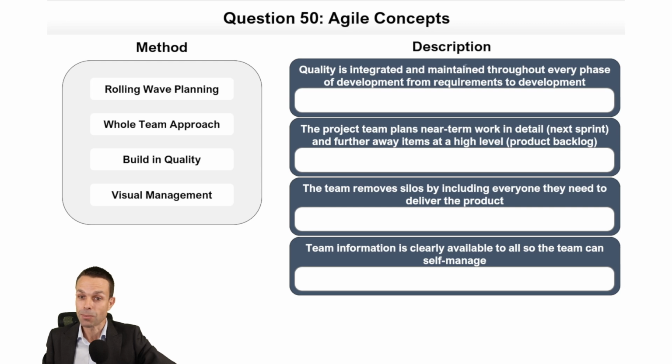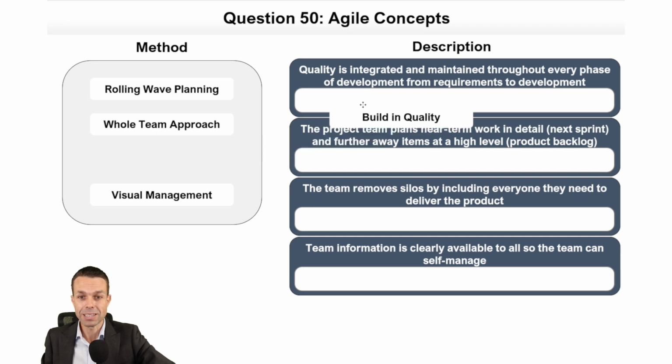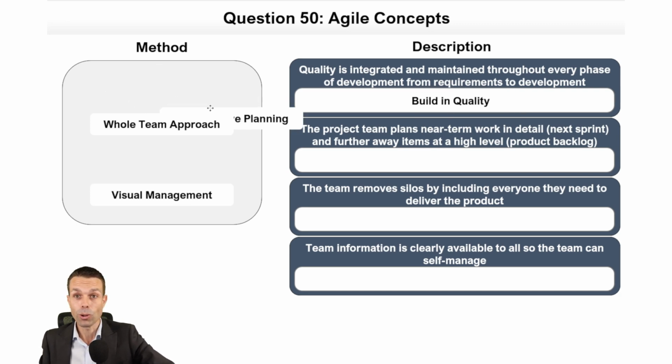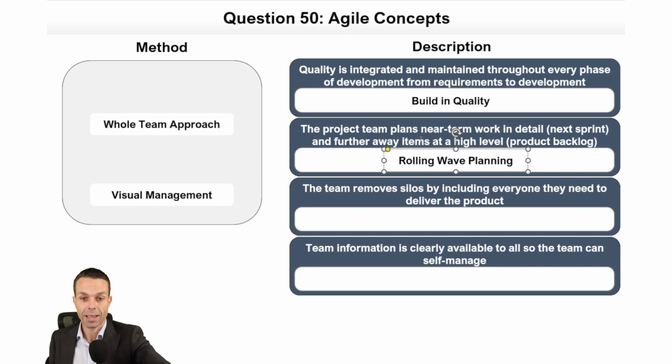Quality is integrated and maintained throughout every phase of development. From requirements to development, we are building in quality at every step. The project team plans near-term work in detail and further away items at a high level. They are rolling wave planning. So that's what we describe that. And you'll see that concept come up pretty much everywhere. There's always rolling wave planning going on.